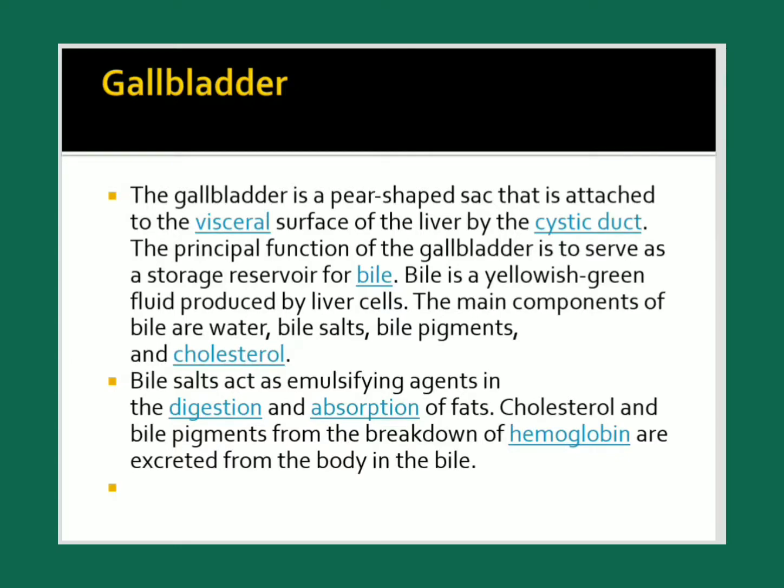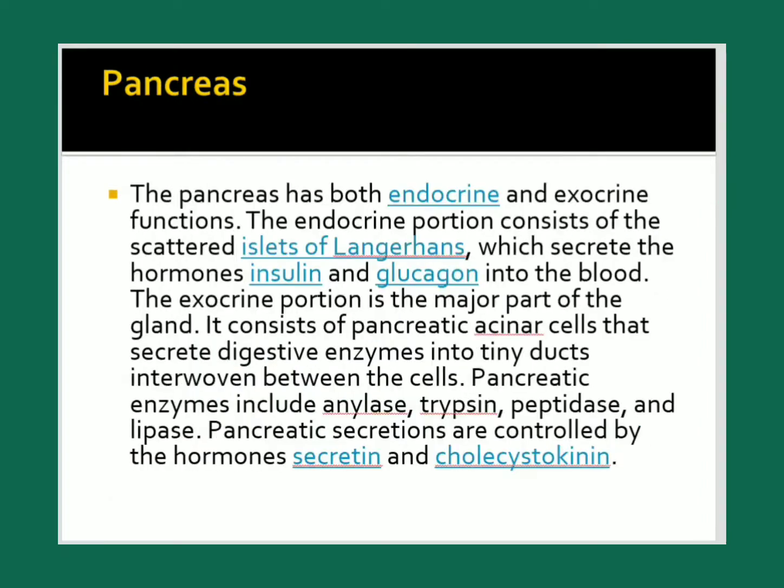bile. Bile is a yellowish green fluid produced by the liver cells. The main components of the bile are water, bile salts, pigments and cholesterol. Bile salt acts as an emulsifying agent in the digestion and absorption of fats. Cholesterol and bile pigments from the breakdown of hemoglobin are excreted from the body in the bile. So these are the important functions of the bile salts.